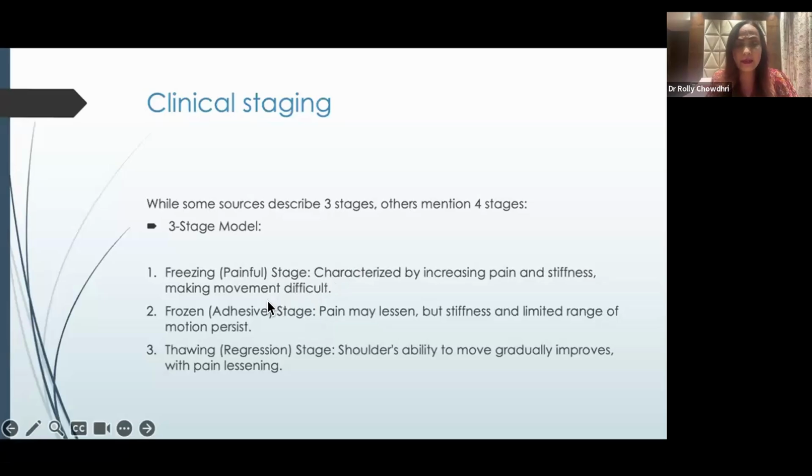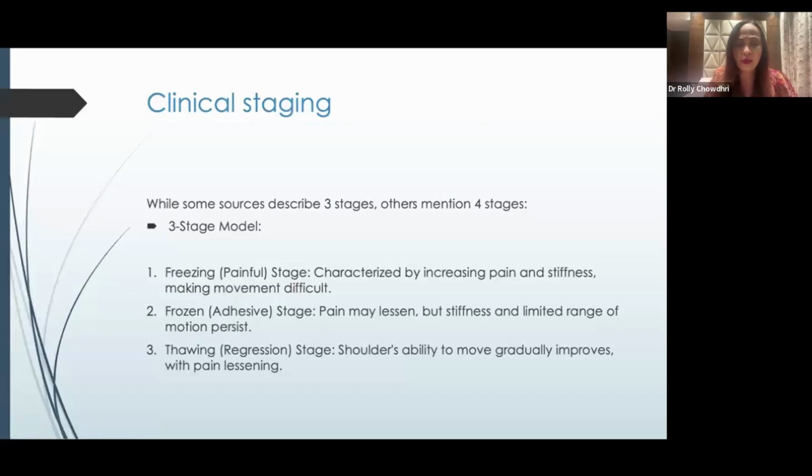Frozen, as the term says, is progressive stiffness, also known as the adhesive stage, where fibrosis sets in. Pain lessens, but the stiffness and range of movement become severely restricted. It is enigmatic and causes a lot of disability and patient discomfort. Then comes the thawing stage, also known as the regressing or resolving stage, where slowly the pain starts lessening and the shoulder's ability to move gradually improves.